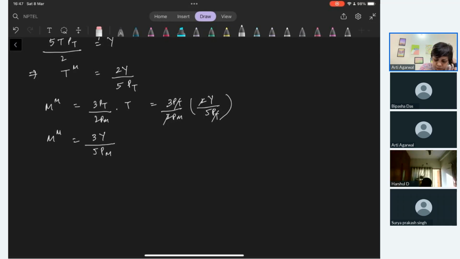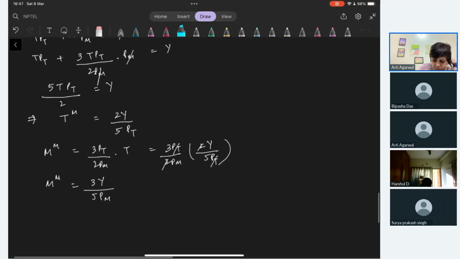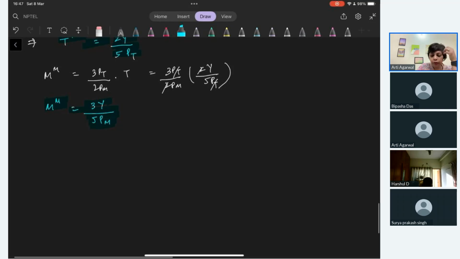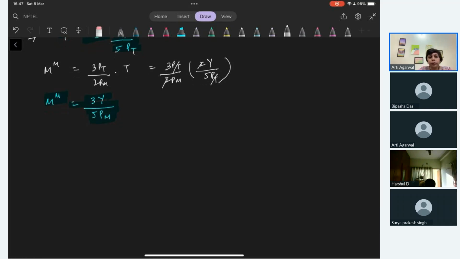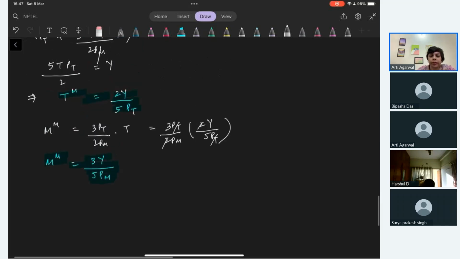Okay, let me highlight this. Now we want to solve the optimal consumption bundle. That's not difficult. We already have the expressions for T and M, so all we need to do is plug in the values. Can somebody plug in the values and tell me what the optimal consumption will be? Just plug in the values of Y, PT and PM into these expressions.